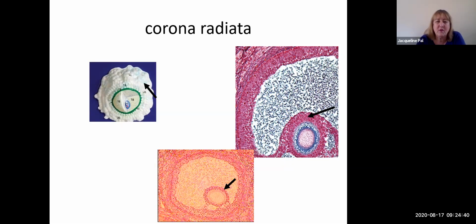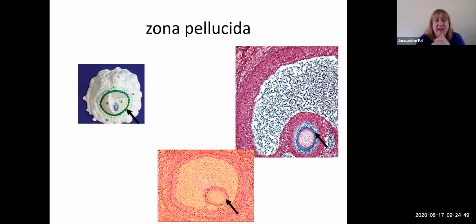Between the corona radiata, those granulosa cells, and the oocyte, there is an acellular layer, which the corona radiata is sticking to, and this is called the zona pellucida.